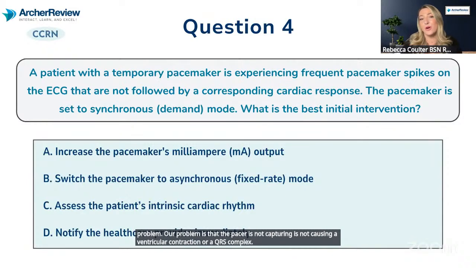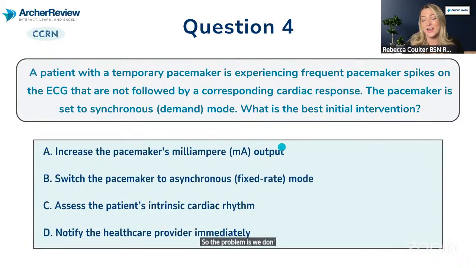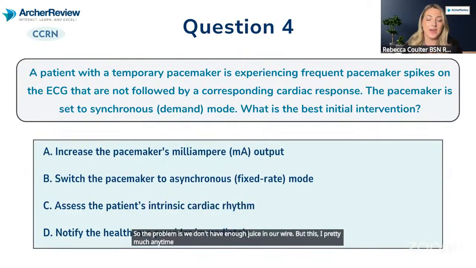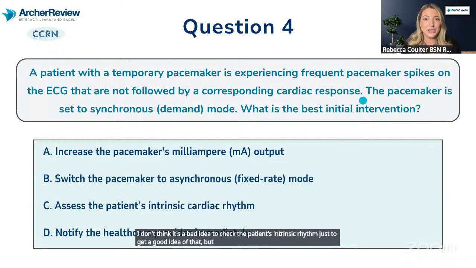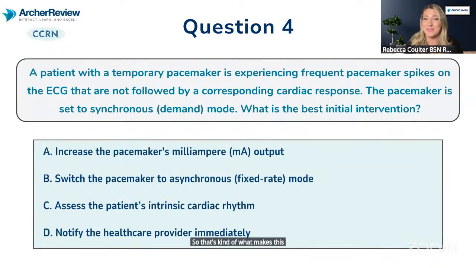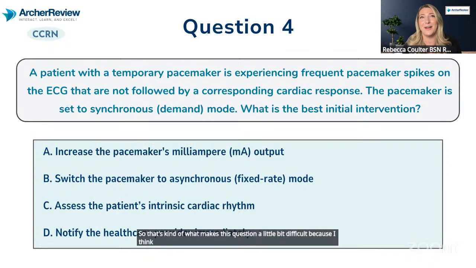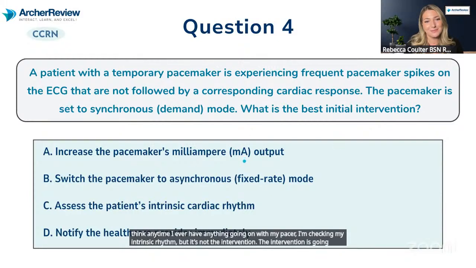So the problem is we don't have enough juice in our wire. But pretty much anytime I have any problem with a pacemaker, I don't think it's a bad idea to check the patient's intrinsic rhythm just to get a good idea of that, but it's not really going to be our intervention. That's what makes this question a little bit difficult, because anytime I have anything going on with my pacer, I'm checking my intrinsic rhythm, but it's not the intervention. The intervention is going to be increasing my milliamps.